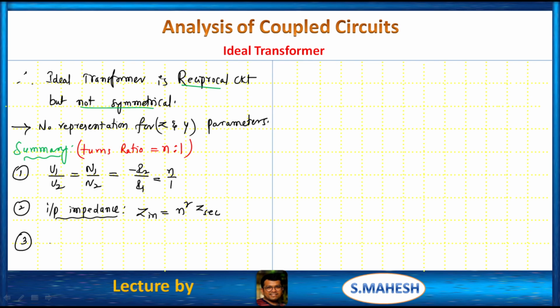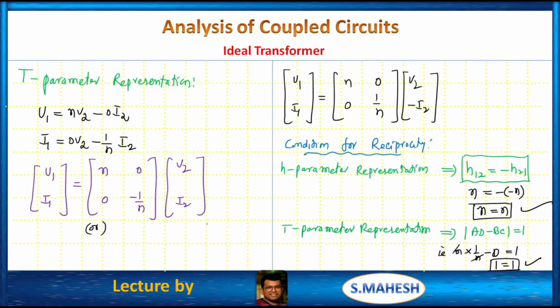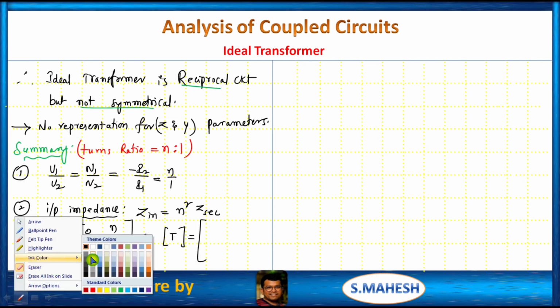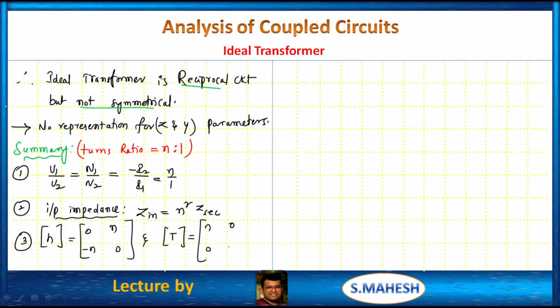Third observation: the H parameter is what we have: 0, n, minus n, 0. And what about the T parameters? T is n 0, 0, 1 by n. That's all.